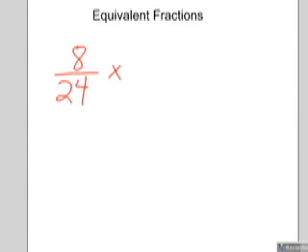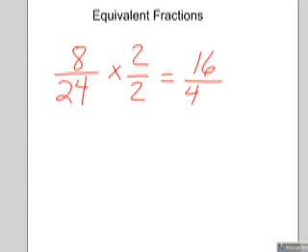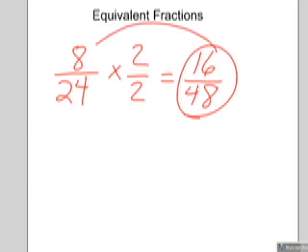Times 2. Go ahead and write that. Good. Now, if I multiply it by 2, isn't 2 really 2 over 1? Yes. It is. So really, won't I multiply it by a whole? Or 2 over 2? Yes. So now what would 8 times 2 be? 16. And then 24 times 2 is 48. You're pretty quick. So we're saying that 16/48 is equal to 8/24.